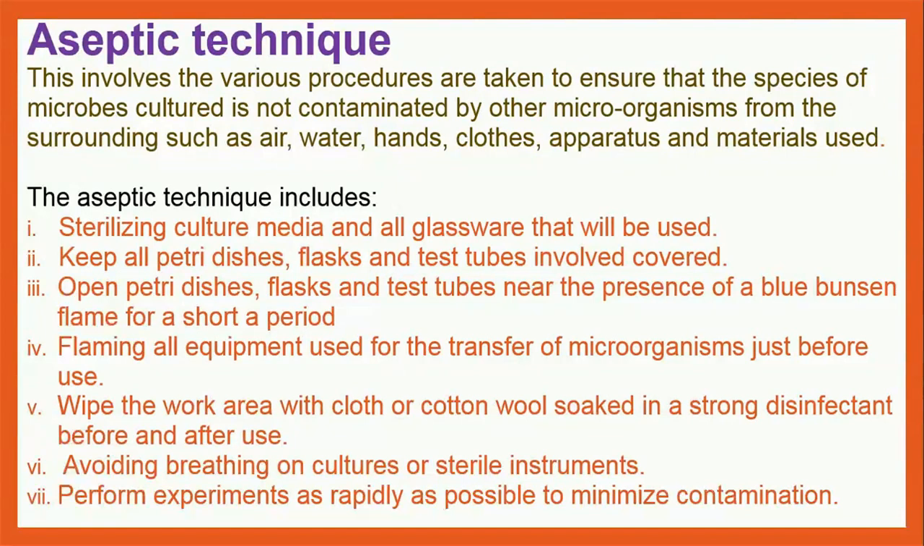Number five is to wipe the work area with cloth or cotton wool soaked in a strong disinfectant before and after use. Then number six is to avoid breathing on the culture or sterilized instruments. Of course, this is for the laboratory scientists. The scientists involved must ensure that they do not breathe onto the culture because there are airborne microorganisms in the nose or mouth. Then the last point here, number seven, is to perform experiments as rapidly as possible. This is to make sure that contamination is minimized. Sometimes the environment might not be conducive to totally eradicating contamination. But if experiments are done rapidly, at least it can minimize contamination.